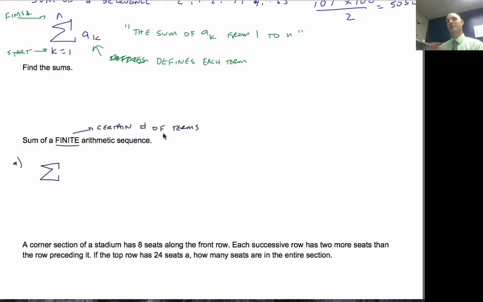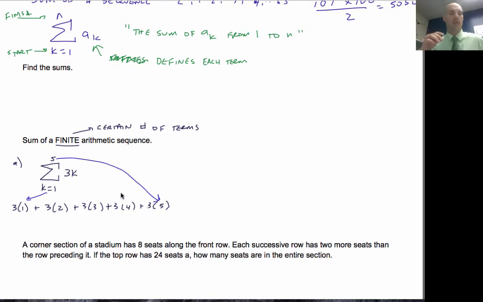Right? So it's got 6 terms, it's got 7 terms. It's not an infinite sequence. We'll talk about that in just a minute. And the sum from 1 to 5 of 3k literally means I'm finding 3 times 1 plus 3 times 2 plus 3 times 3 plus 3 times 4 plus 3 times 5. My top number tells me where to end, and my bottom number tells me where to start.